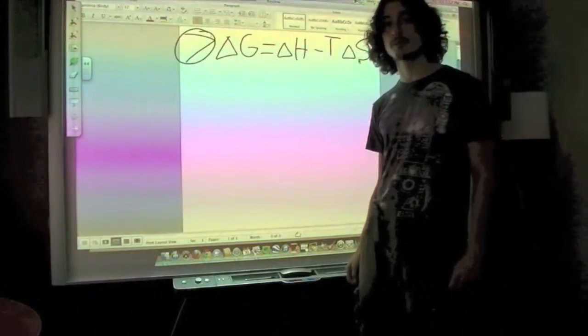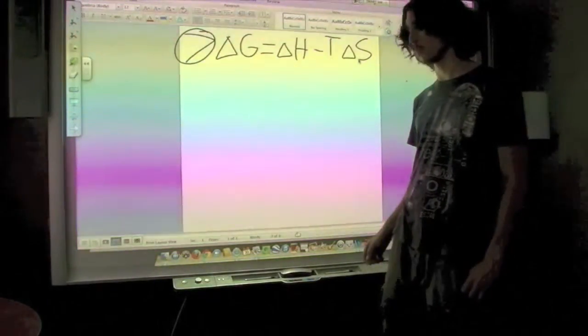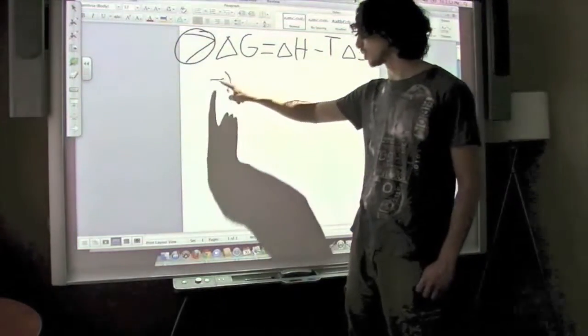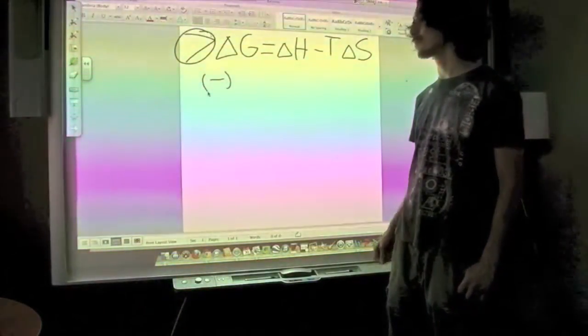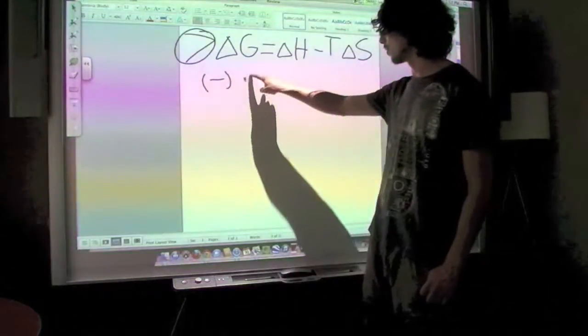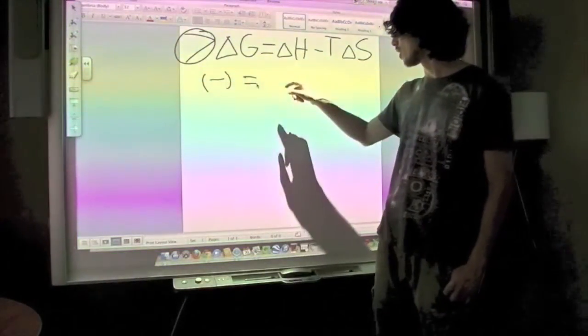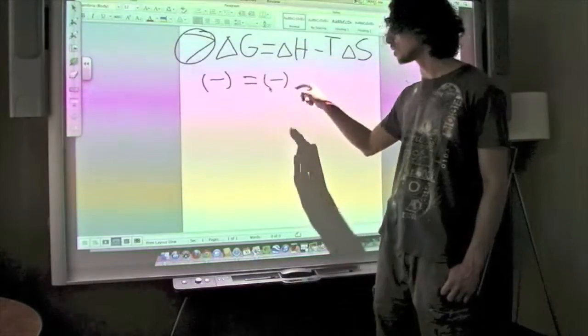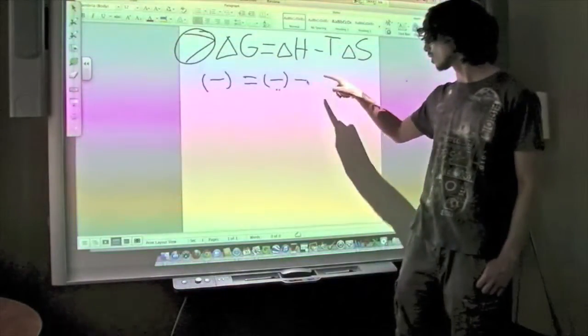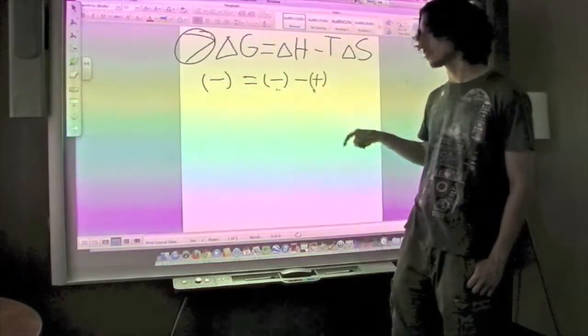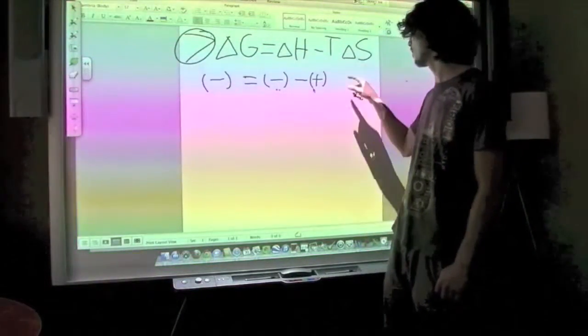The first example is an explosion. This one is pretty simple because we already know the answer, that an explosion is spontaneous. If you've ever seen one or seen something burn, you know it's going to be spontaneous. You know it releases heat. That's a negative delta H. Temperature is always going to be positive because we're dealing with the Kelvin scale.